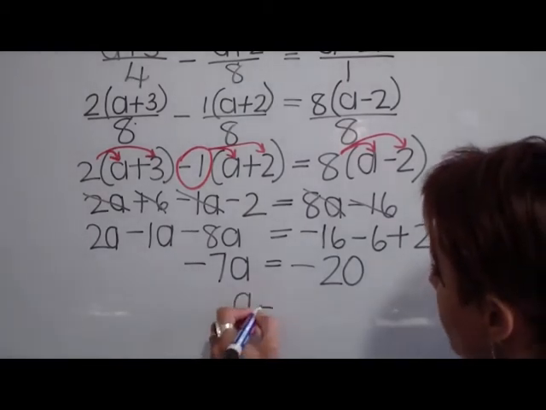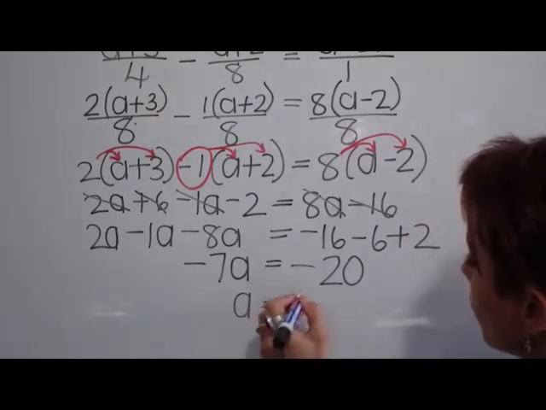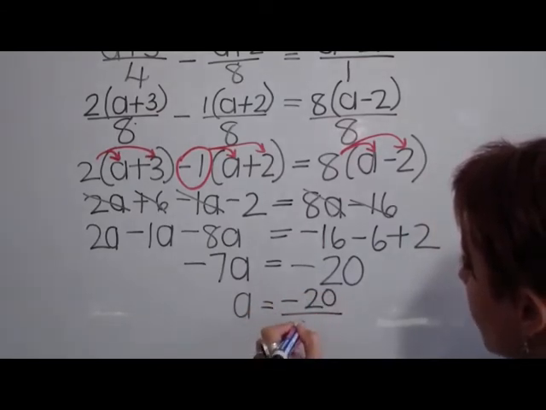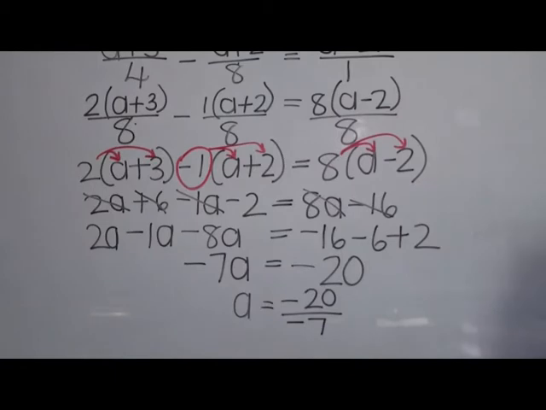Now say, okay, a is then equal to negative 20 over negative 7. Now, a lot of the high schools allow you to stop here. You can also turn it into a mixed number. Many high schools let you stop here, so that is fine. Or they want you to convert it into a mixed number.